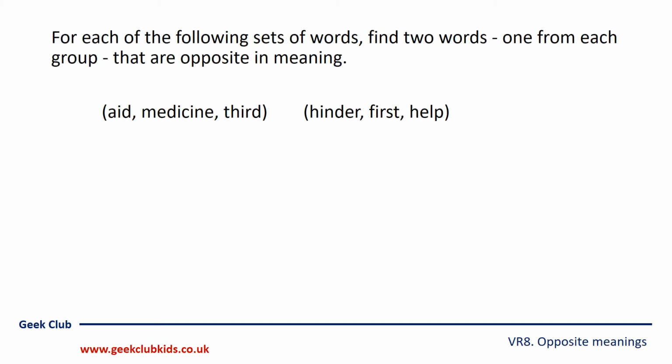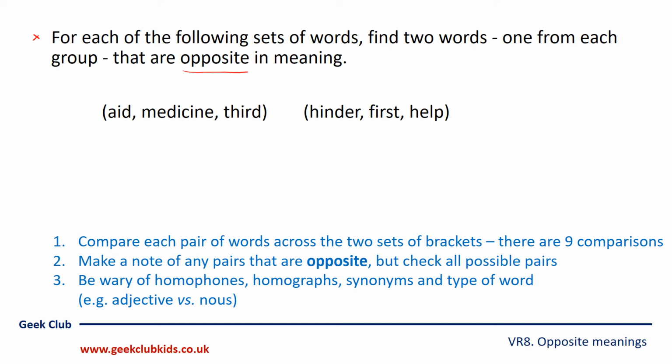Let's have a read of this example. For each of the following sets of words, find two words, one from each group, that are opposite in meaning. If you've been following these videos in order, you'll see that this is very similar to another question type where we need to find two words that are similar in meaning. But here we're looking for antonyms. So it's important to read the question and do what you're asked to do. But the process is the same.